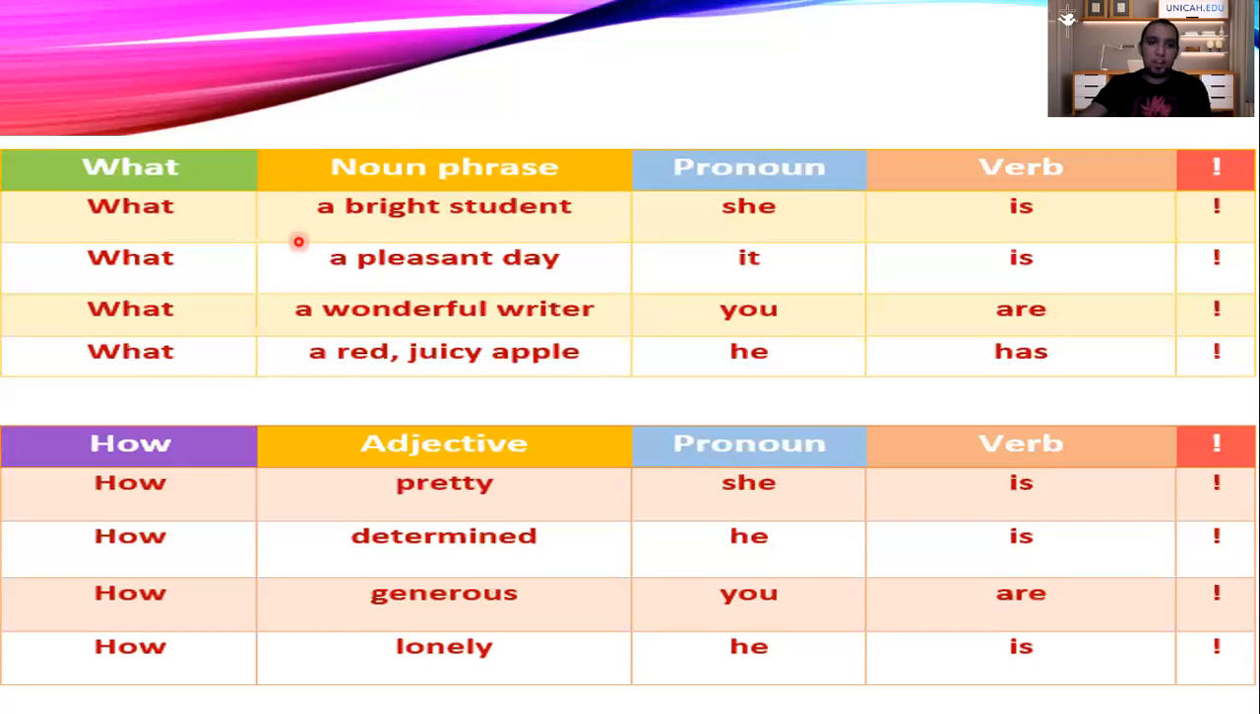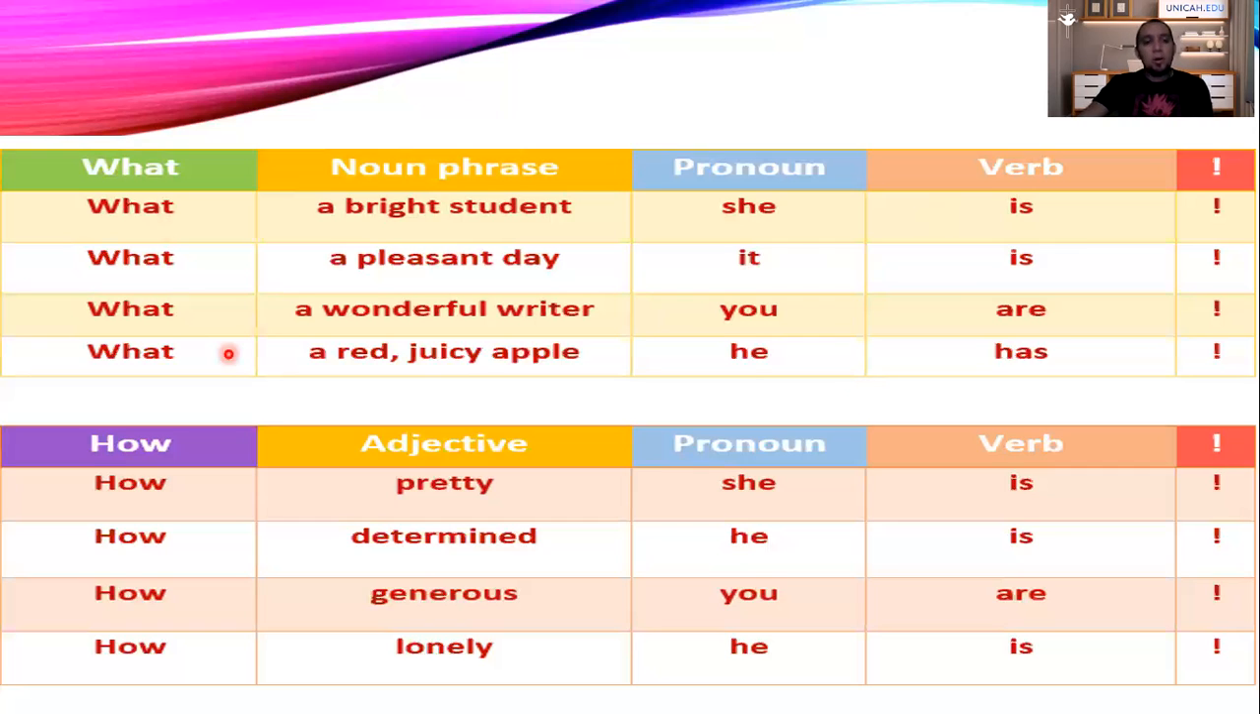Because remember, I'm always using a or an, which is the indefinite article, bright, which is the adjective, and student, which is a noun. A bright student. This is a noun phrase. Or a pleasant day, or a wonderful writer, or a red juicy apple. So if I'm going to use this sentence, I'm going to say, what a bright student she is, or what a pleasant day it is, or what a wonderful writer you are, or what a red juicy apple he has. So we are expressing some kind of surprise.